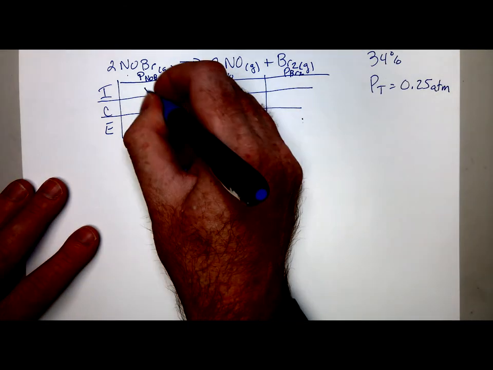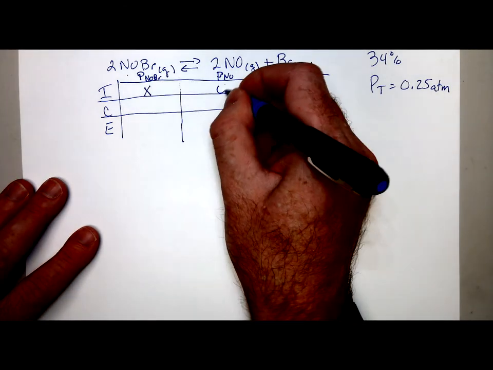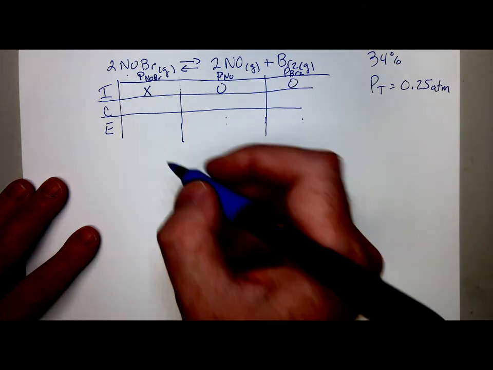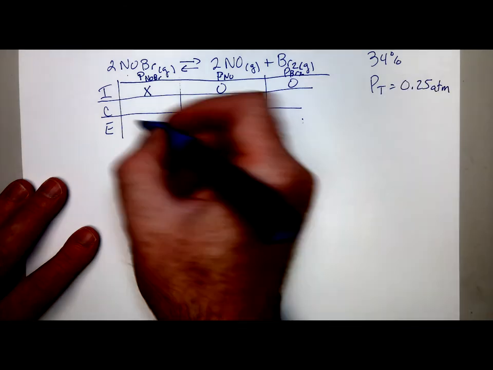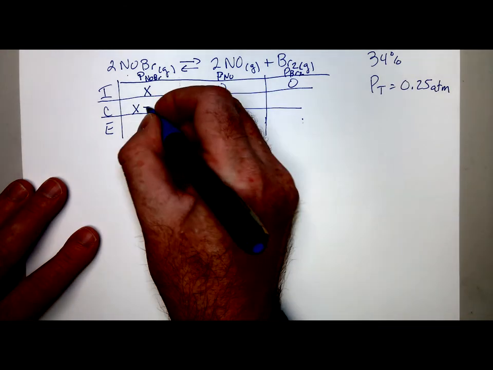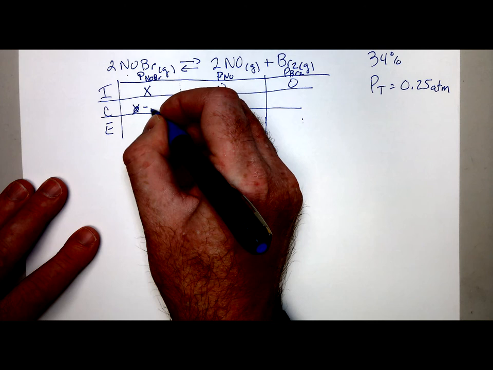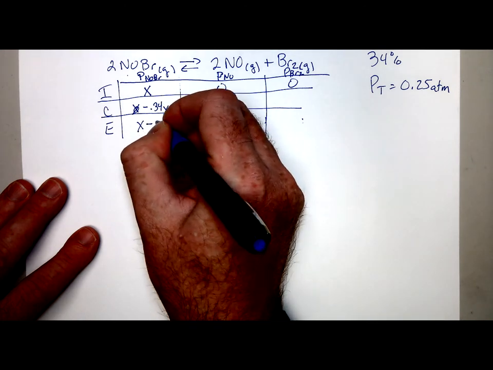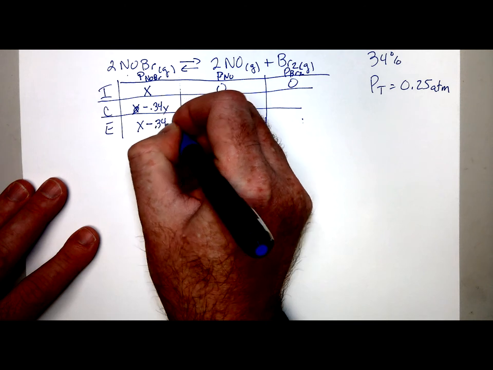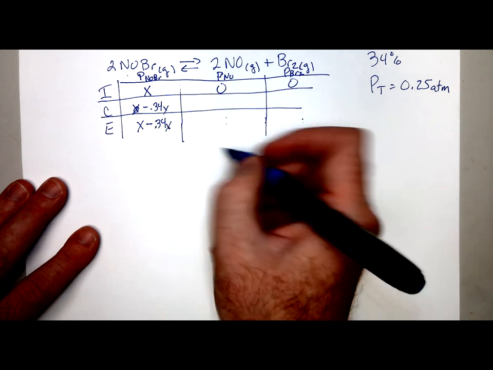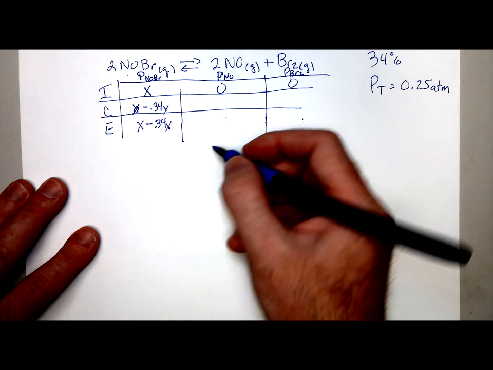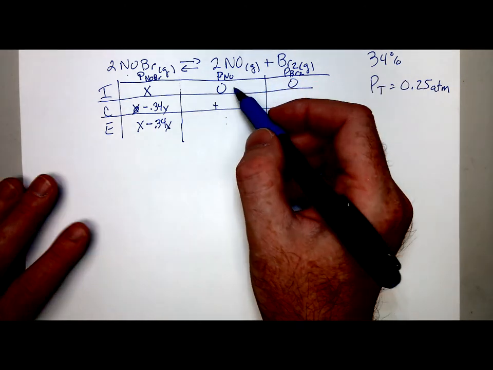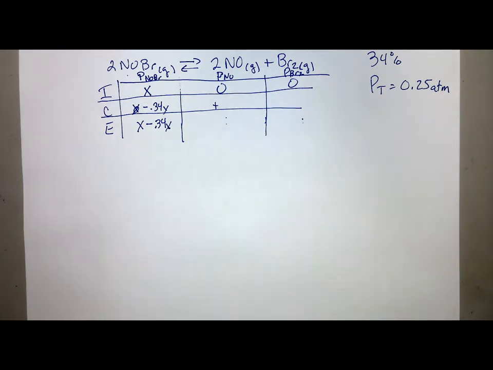So since we don't know, we'll give it a variable. And since it hasn't dissociated yet, we assume we've got no products. But we know it's 34% dissociated, so we can say minus 0.34X. And so our equilibrium would be X minus 0.34X, and this would be plus, no, now we've got to consider the stoichiometry.